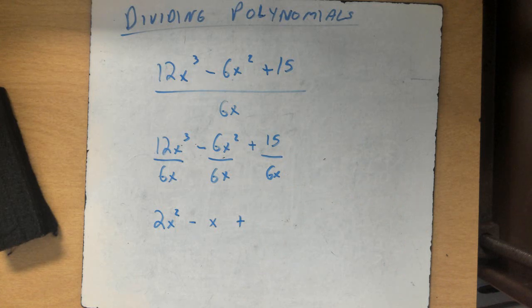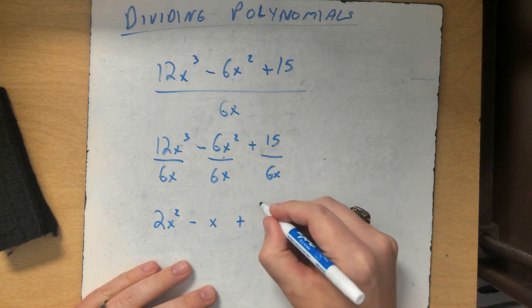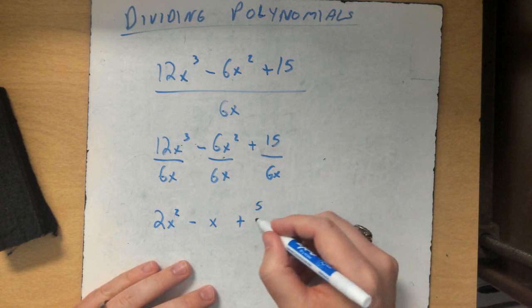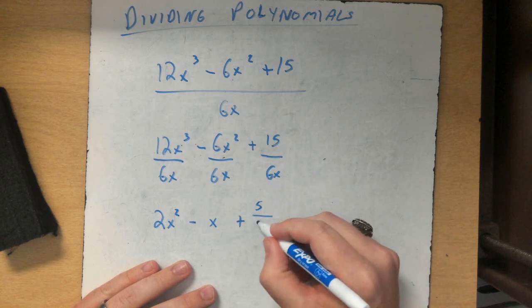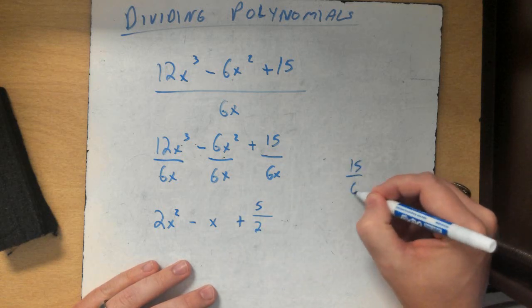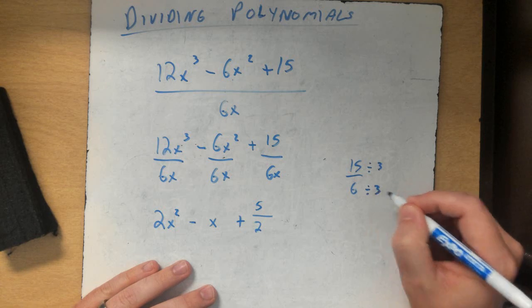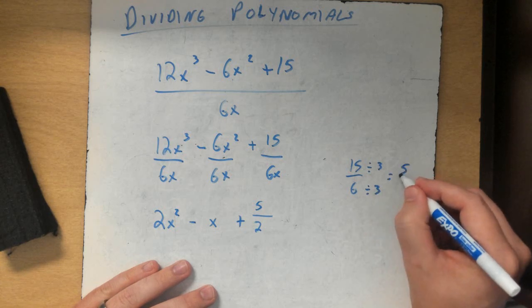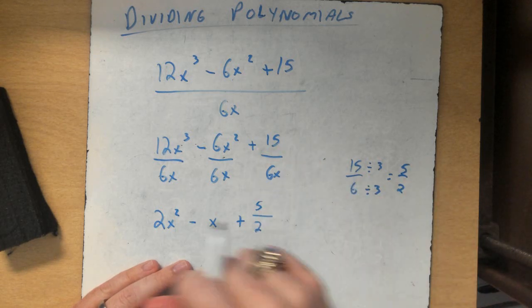We can reduce 15 and 6. We can divide each number by 3. So 15 divided by 3 is 5, and 6 divided by 3 is 2. Okay, so what I did, I did 15 over 6. I can reduce them by dividing each number by the same number, 3, right? And that gives us 5 over 2. So this is the same number here as here, okay?